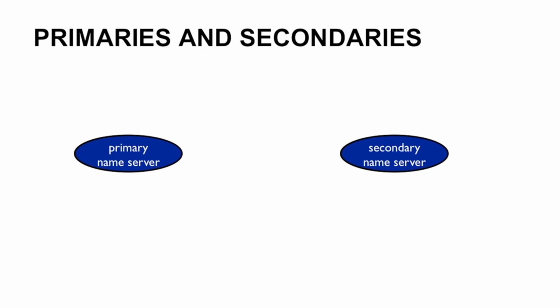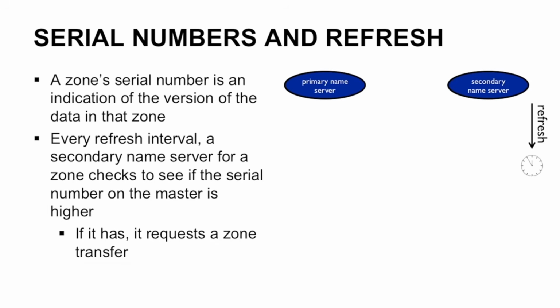The secondary initiates the zone transfer by sending its master server, the authoritative name server that it's configured to pull zones from, a query with a special type called IXFR. The master responds by sending the resource records in the zone. After the secondary has a copy of the zone, it checks with its master periodically, at what's called the refresh interval, to determine whether the zone has changed. Each zone contains a single serial number that's increased anytime its data changes. If the serial number on the master is higher than the serial number on the secondary, the secondary requests a zone transfer.